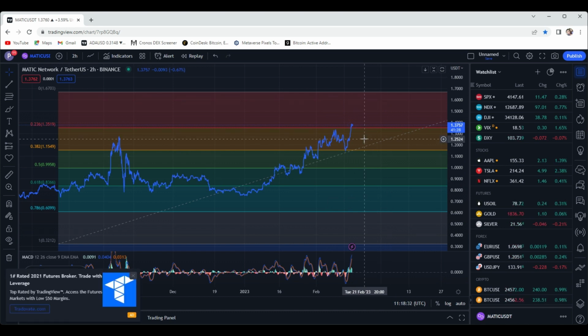So basically, it looks like we've had a nice pump. A lot of these projects as of today have all had a great pump. They've all moved up considerably in the last day or two. What do I think with Poly? I think Poly is one of the stronger projects that we have right now in the alt community. I think it has so much going for it.